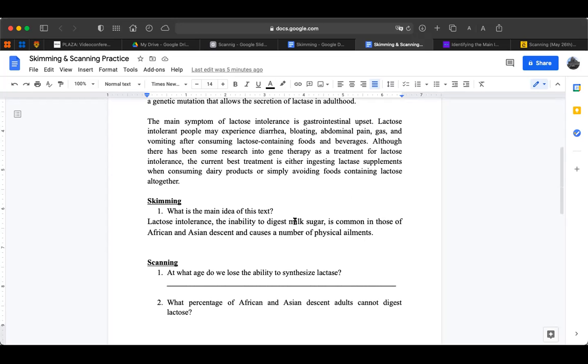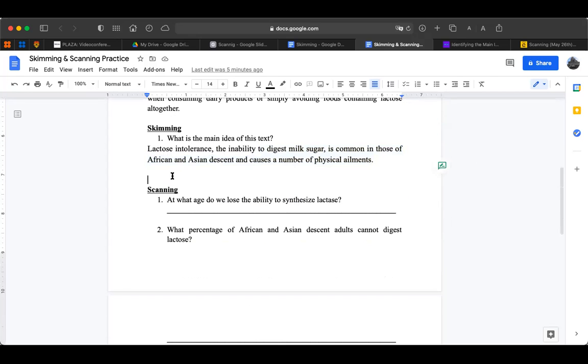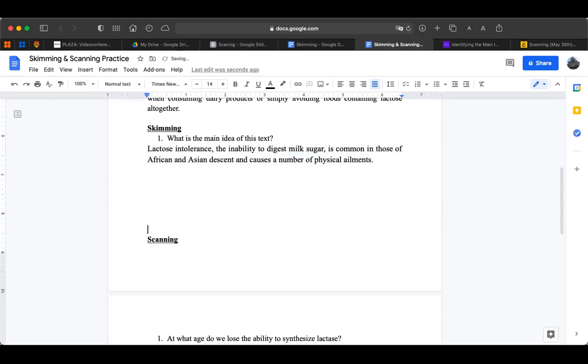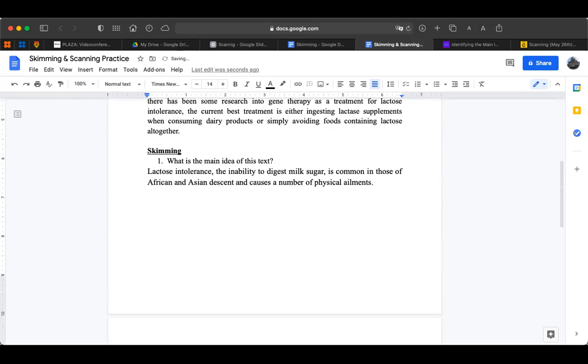And the symptoms that it causes, the ailments. Ailments también son como síntomas, and their symptoms also. So very good. See, you guys did good. Estaban bien. Tenían la idea principal de qué era. Le faltó eso del African and Asian descent, but that's okay.